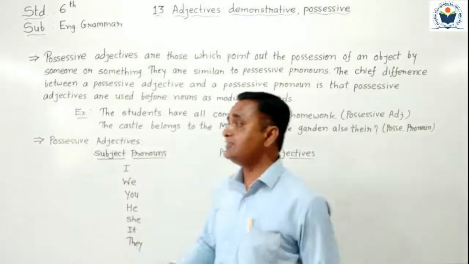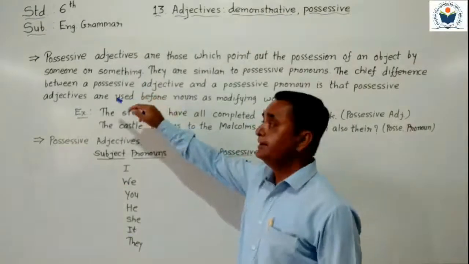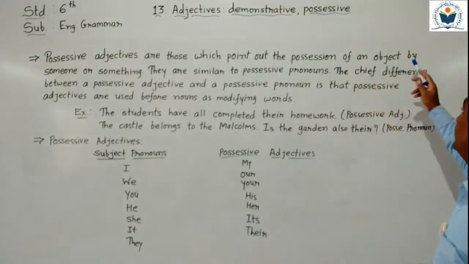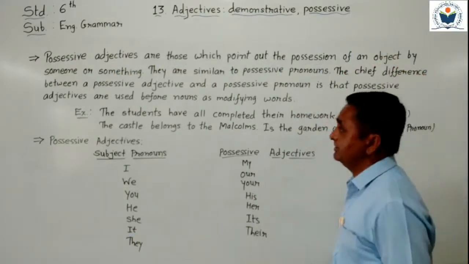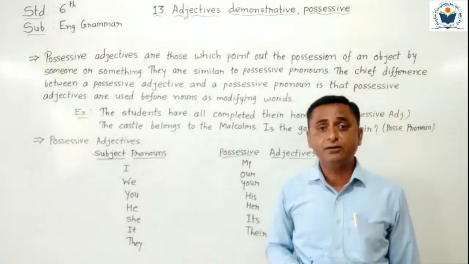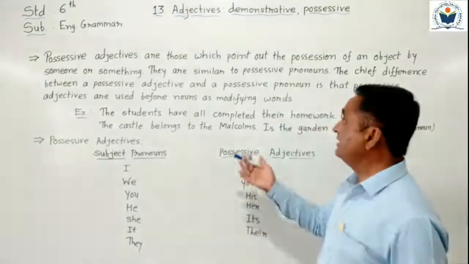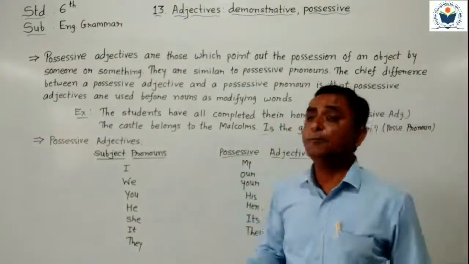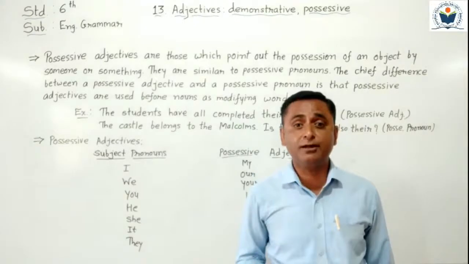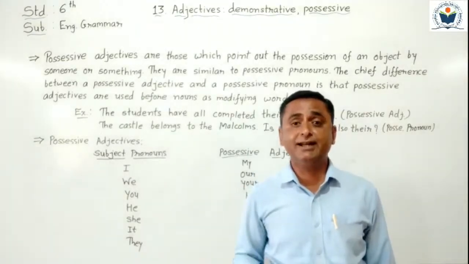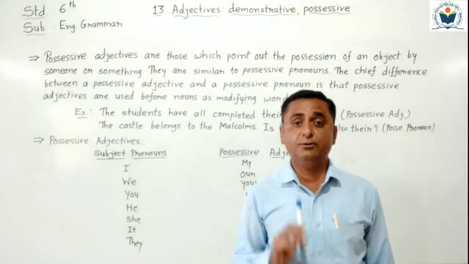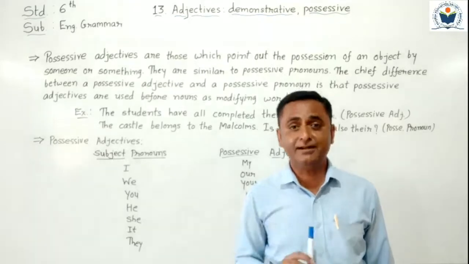First of all, the definition of possessive adjectives is given here. Possessive adjectives are those which point out the possession of an object by someone or something. What is a possessive adjective? Can you identify a possessive adjective? First of all, we have to understand the term possession. Possession means, in Gujarati, maliki. It shows the possession of any object or thing. Whose thing is that? Possession.